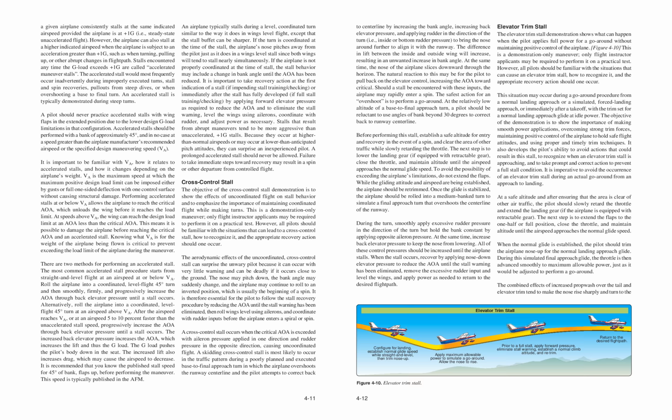An airplane typically stalls during a level, coordinated turn similar to the way it does in wings level flight, except that the stall buffet can be sharper.